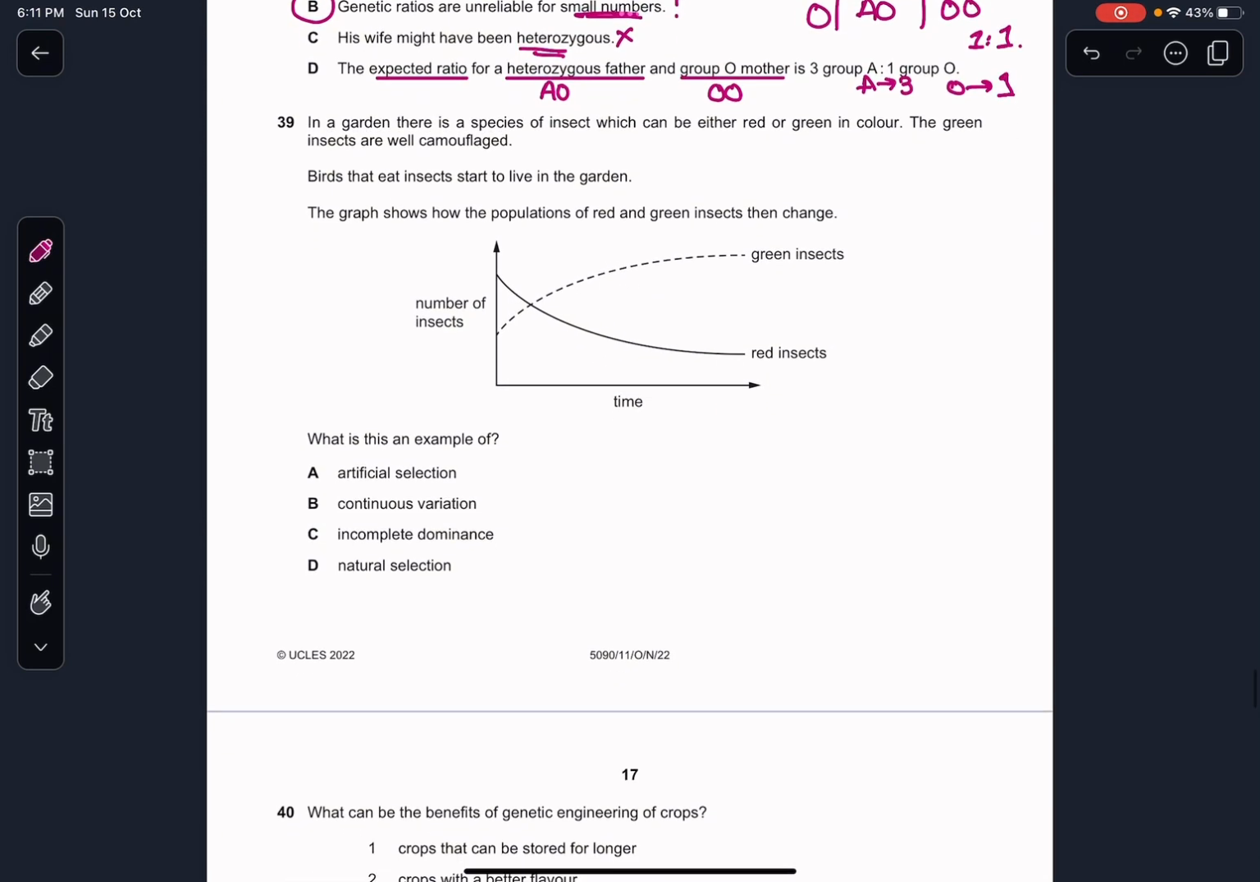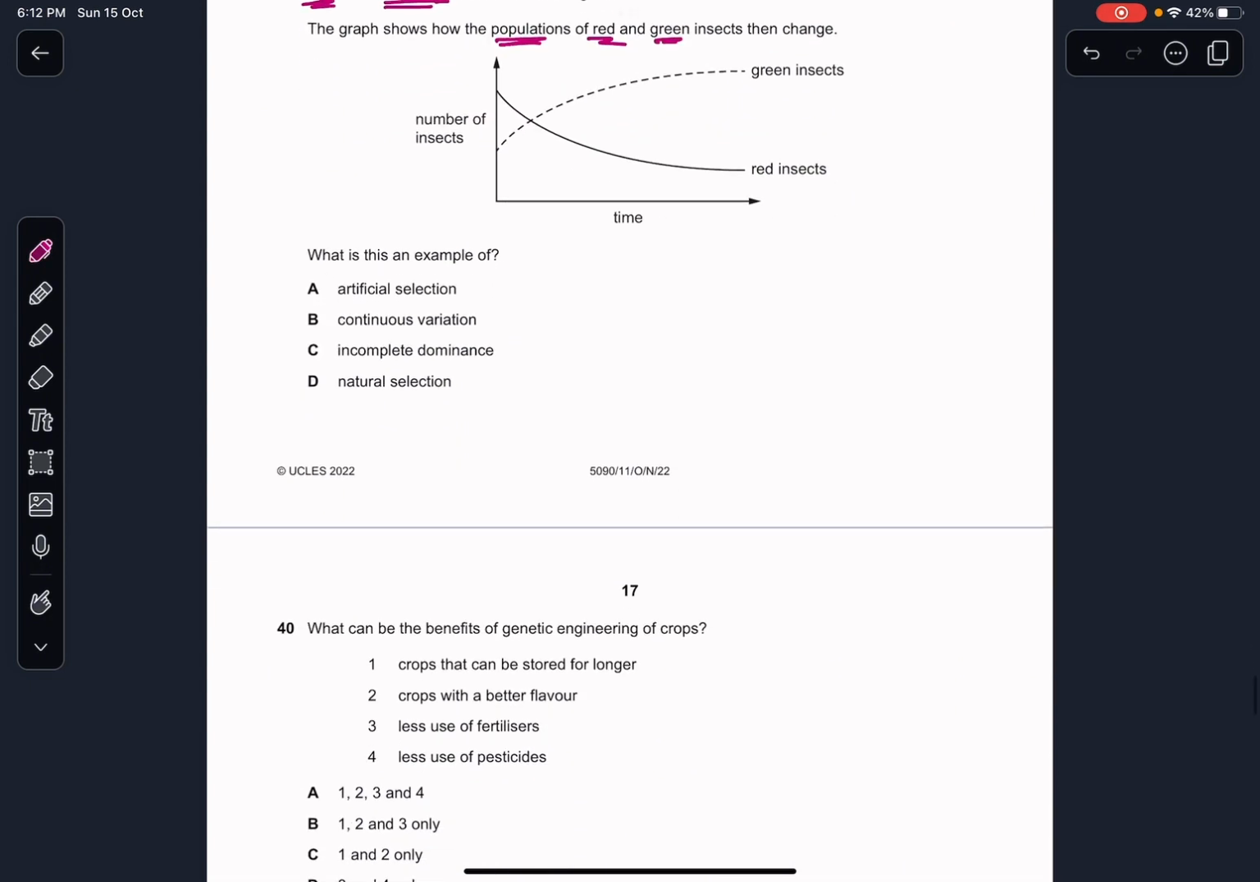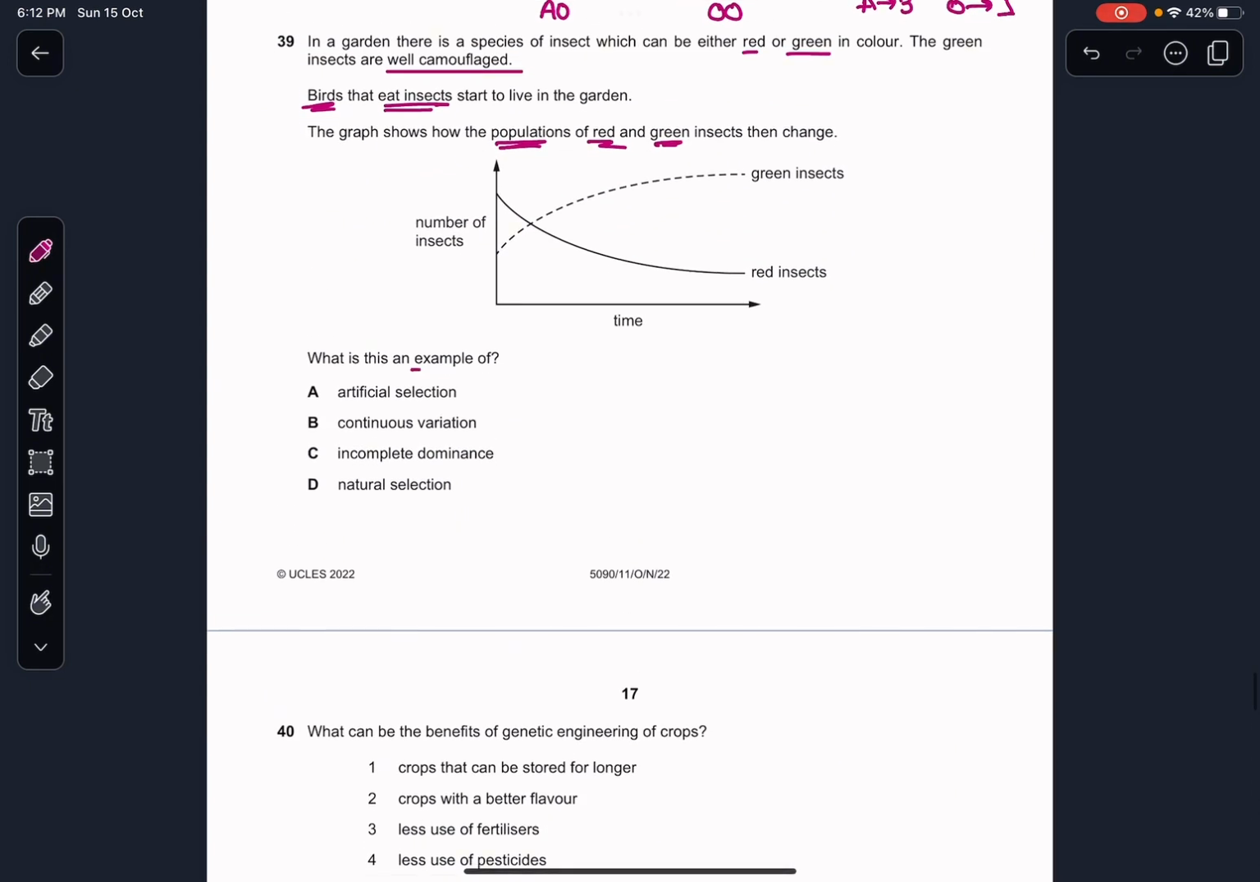In a garden, there were insects which can either be red or green in color. The green insects were well camouflaged. Birds that eat insects start to live in the garden. The graph shows how the population of the red and the green insects then change. What is this an example of? So what we see is that as time proceeds, the green insects are increasing. However, the red insects are decreasing. Why? Because they are not well camouflaged, so they are becoming the prey for the insect eating birds. So this is natural selection, right? It cannot be artificial selection because we're not doing anything. All of this is occurring naturally.